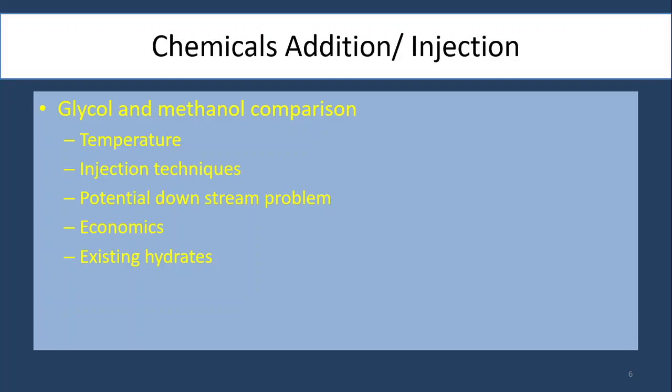So in this video we are discussing the chemical addition or injection method, and we are going to compare the two common methods. In fact, glycol and methanol are the two common chemicals that are added into the natural gas for the prevention of hydrate formation.